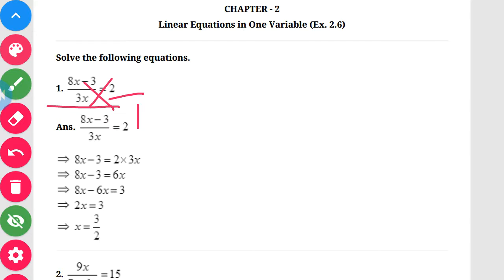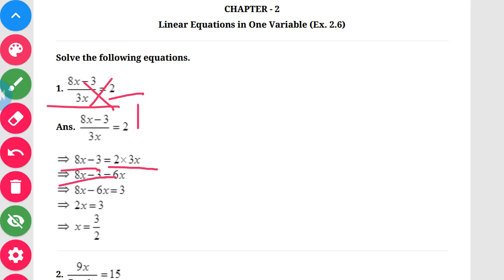And when you multiply 8x minus 3, any number or any expression, with 1, the answer will be the same. As you can see, 8x minus 3. But if I want to multiply 3x into 2, here you can easily multiply, because in multiplication we just consider the numbers, that is 2 3s are 6, and x we are going to keep as it is.